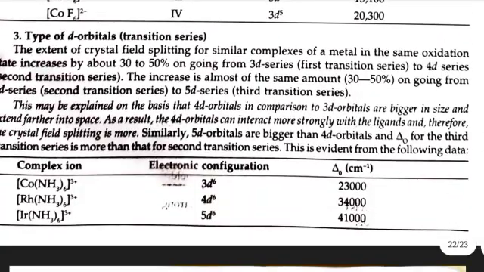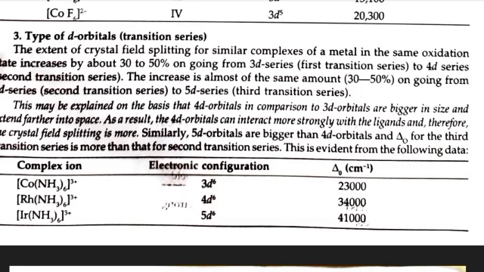Types of d orbitals, transition series. The extent of crystal field splitting for similar complexes of a metal in the same oxidation state increases by about 30 to 50% on going from the 3d series to the 4d series. The increase is almost the same amount on going from the 4d series to the 5d series. This may be explained on the basis that 4d orbitals, in comparison to 3d orbitals, are bigger in size and extend farther into space. As a result, the 4d orbitals can interact more strongly with the ligands, and therefore the crystal field splitting is more.